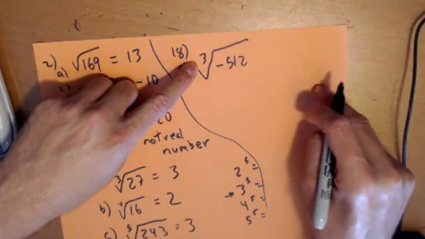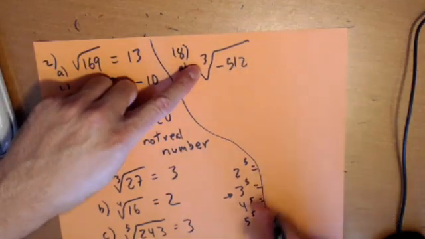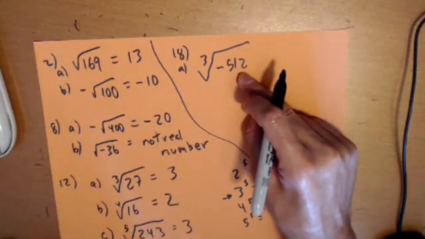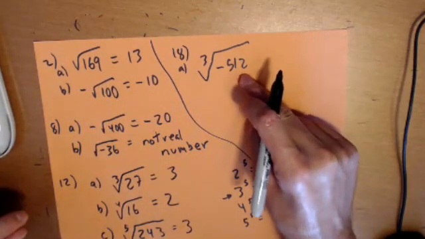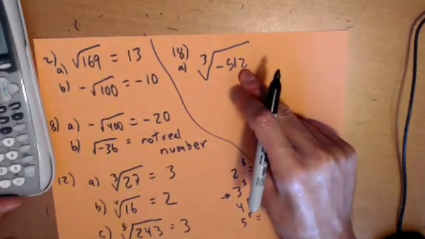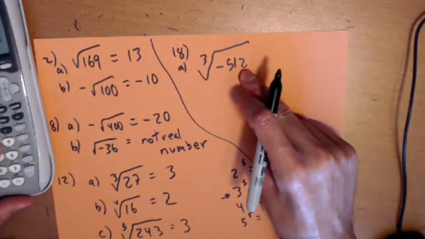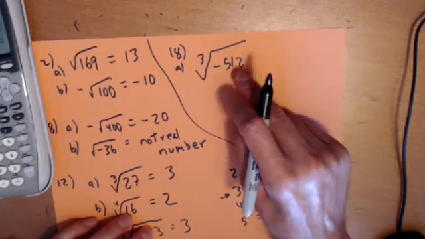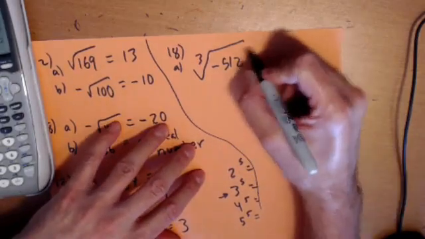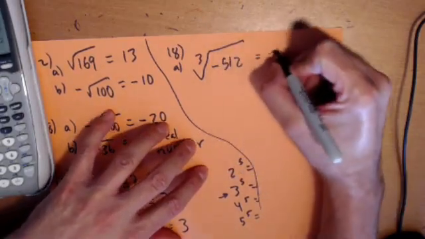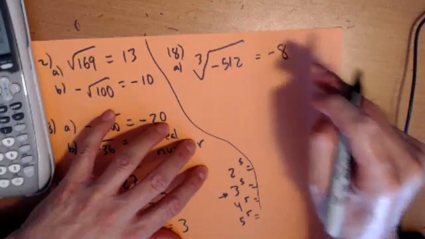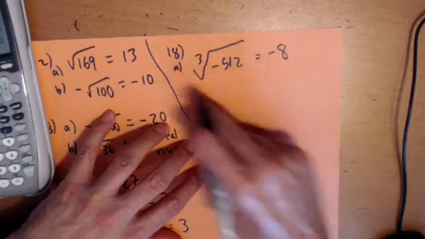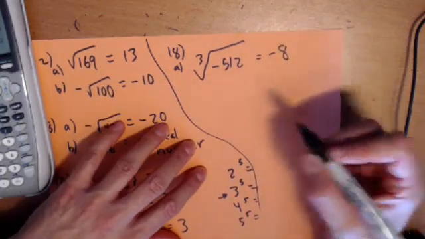And let's see. Maybe it's 4. 4 to the 3rd. So let me see what 4 times 4 times 4 is. No, that's 64. 512. 8? 8 times 8 times 8? Aha! So 8 times 8 times 8 is 512. So basically negative 8 times negative 8 times negative 8 is negative 512. So the cube root of negative 512 is negative 8.